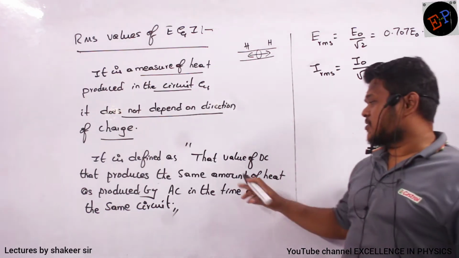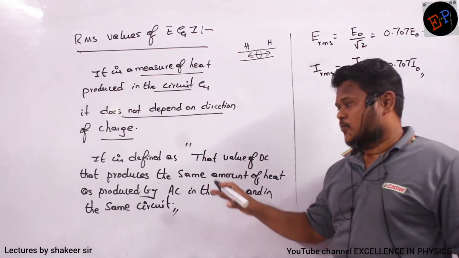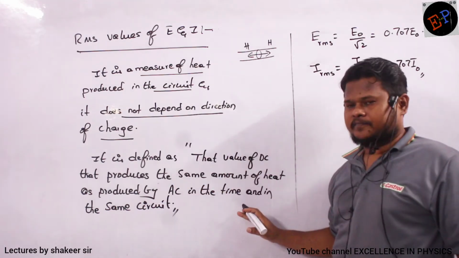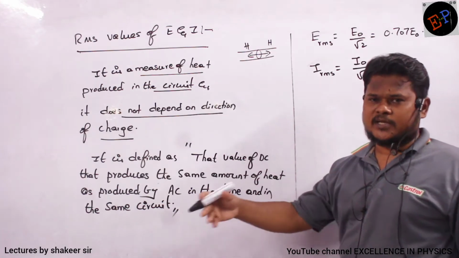RMS value is what? It is that value of DC which produces the same amount of heat as produced by AC in the same time and in the same circuit.